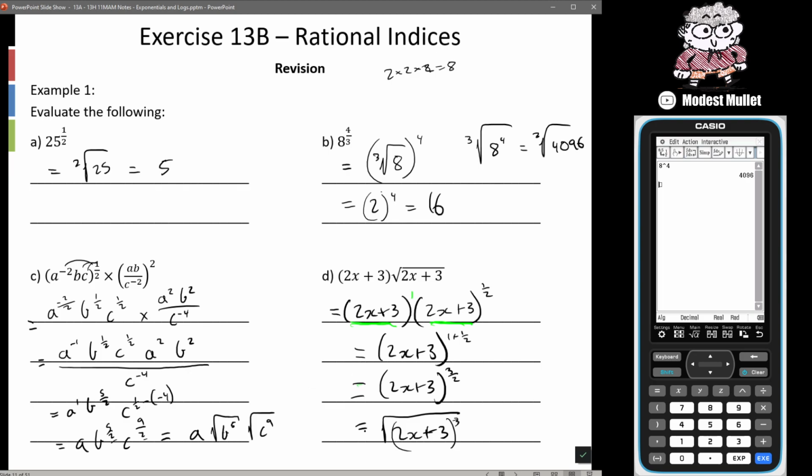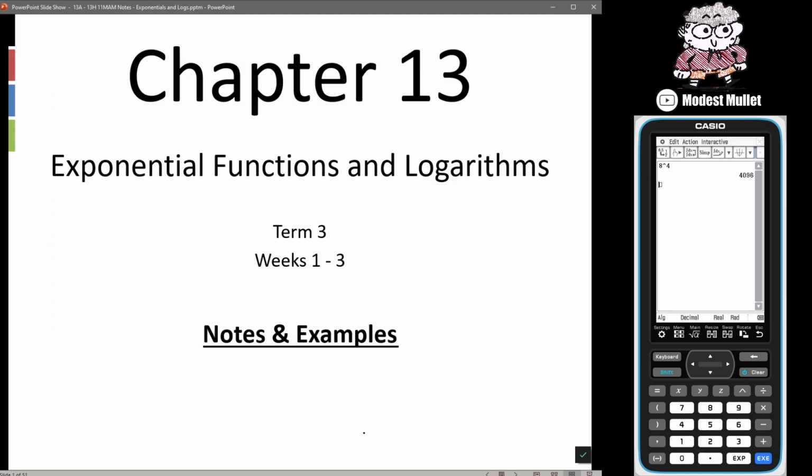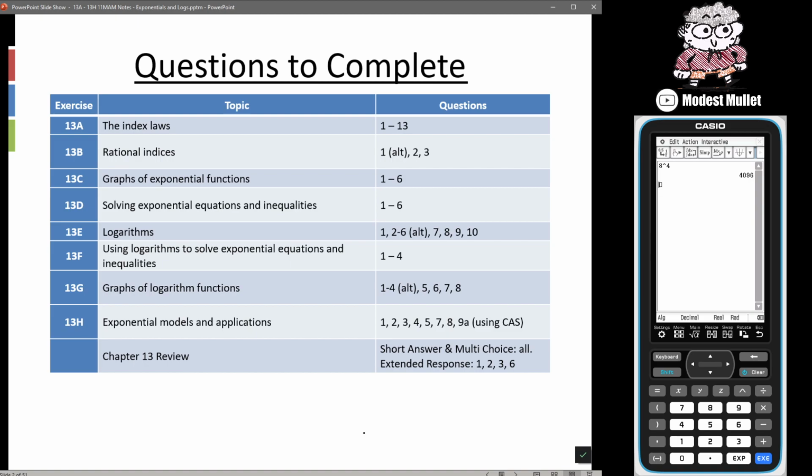And that's it. So that's a really quick refresher on the index laws and rational indices. I highly suggest that you go back and do these practice problems, and then, depending on that, use it to guide which questions you do from exercise 13A and 13B. If you really struggled, well, then you need more practice. Go do more practice. If you really crush those practice problems, well, then still go back and do a couple of the textbook questions in class.